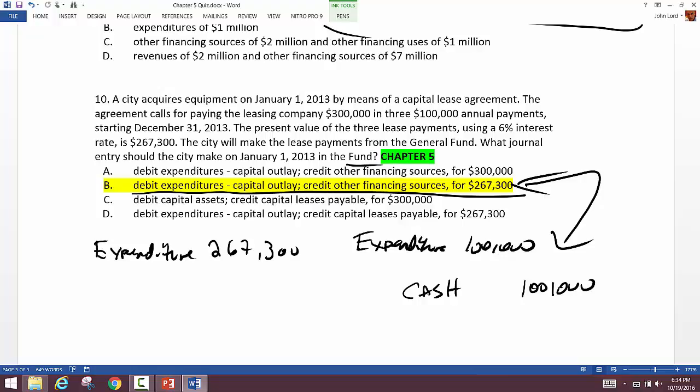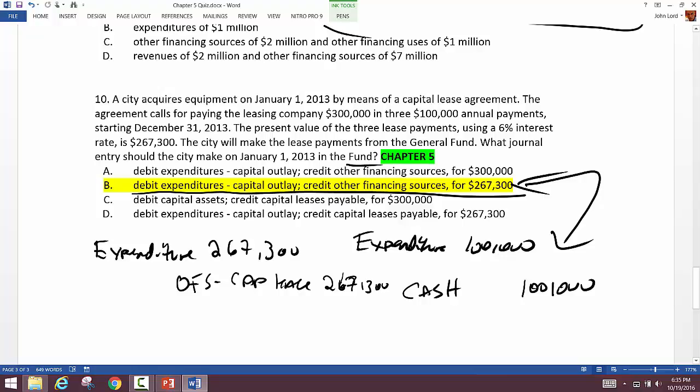So we're not leaving any money behind. We can't credit cash. We can't credit lease payable because we don't have any long-term debt liabilities in, say, the general fund or capital project fund, whatever fund this happens to be in. So we have to credit what? Other financing sources for long-term financing, capital lease, whatever. Okay, but it's still another financing source for $267,300, right?